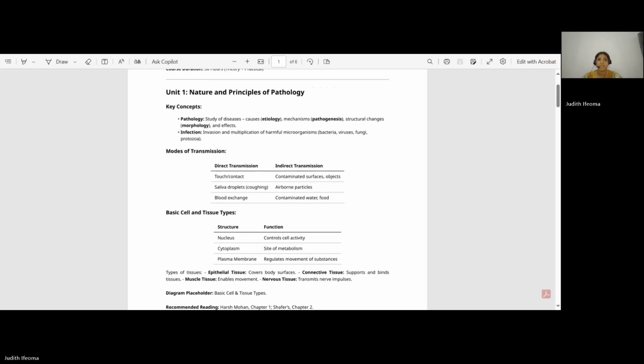Maybe there's an inflammation. You remember we talked about inflammation in our last class? There's tissue damage in the mouth. Okay, remember we're talking about etiology, pathogenesis, morphology, and effect. And the morphology, what physical changes are visible?